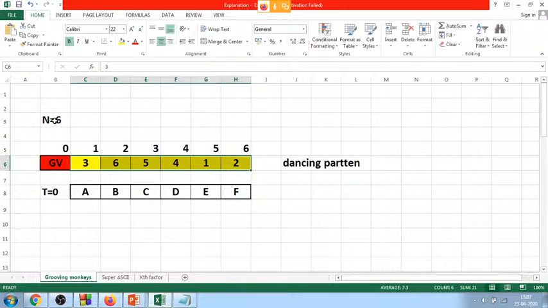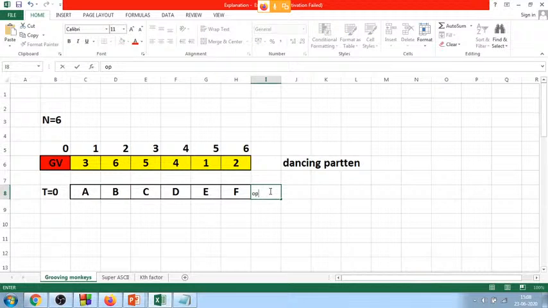How many monkeys are there? 6 monkeys. Let me assume names for the 6 monkeys, because if we calculate with numbers, we will miss out somewhere. So let me name the monkeys. The first monkey is A, then B, C, D, E, F. Let me assume this is the initial position of the monkeys, the original position, and right now these monkeys are going to start dancing.